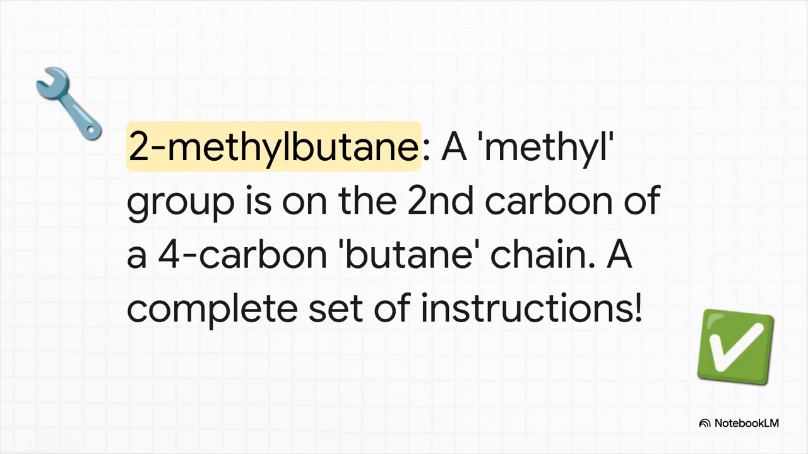So, let's look at the name 2-methylbutane. We can actually decode it now. Butane tells us it's a 4-carbon chain. Methyl tells us there's a 1-carbon branch. And that 2 tells us that branch is hanging out on the 2nd carbon. See, it's literally a set of instructions.